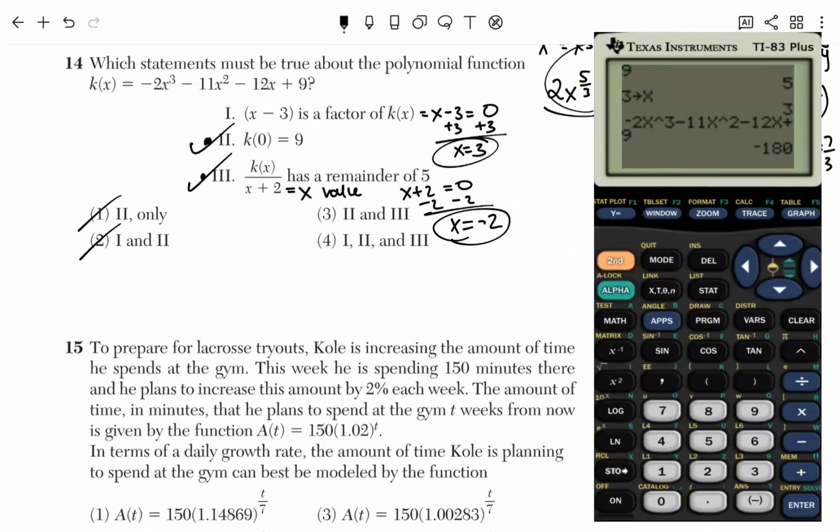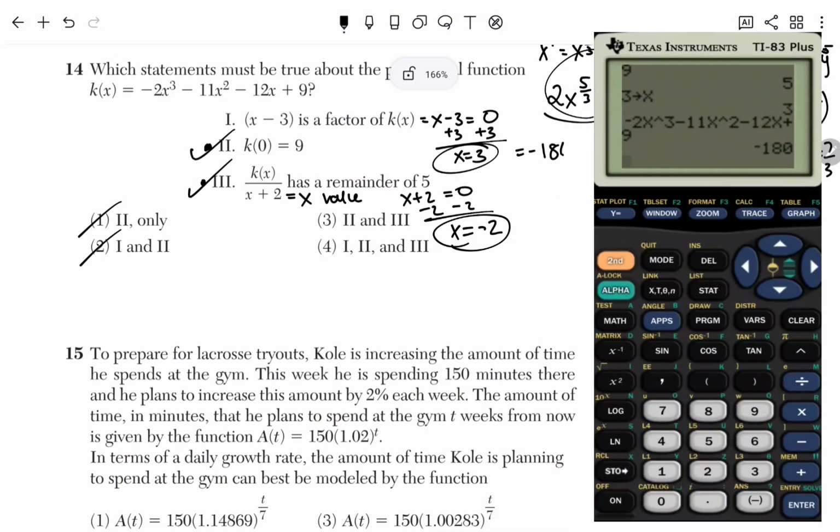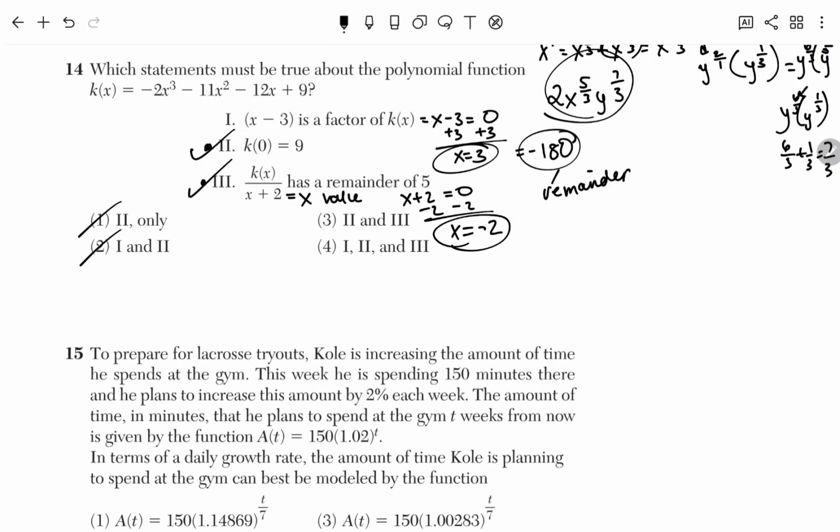And we're going to get a remainder of negative 180. And that means, because we have a remainder, it means that x minus 3 is not a factor, and therefore our answer choice is answer choice number 3.